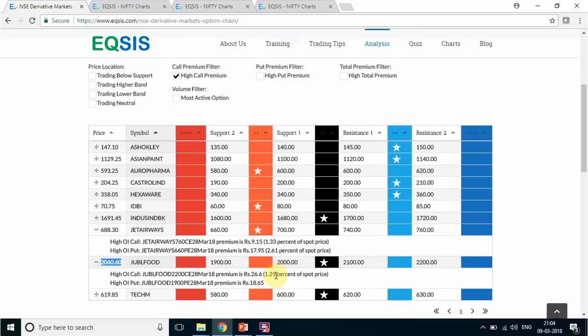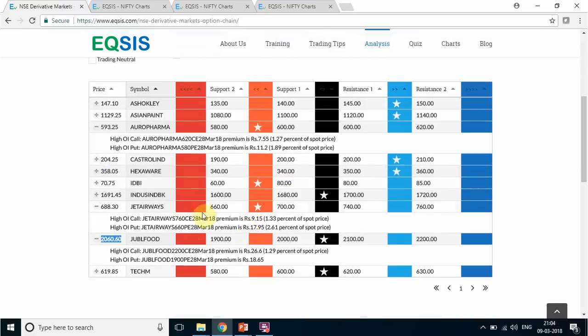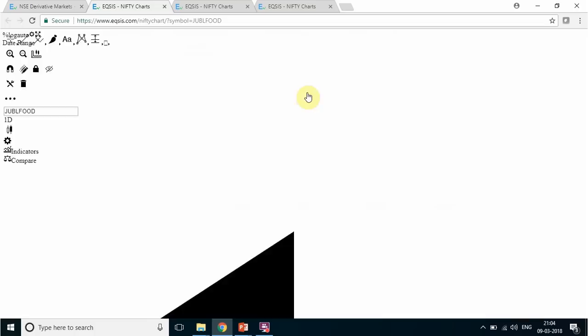1.29%. See, if it is around 2%, I would really appreciate it. Even 1.29% is a good premium when compared to any other. So we have seen three stocks. One is Aarti Pharma, which carries 1.27%, Jubilant Food, and Jet Airways, which carries 1.33%. So if you ask me, Murugan, Aarti Pharma, Jet Airways, Jubilant Food, let me see the charts before I take a call. Okay, now I just open the charts.